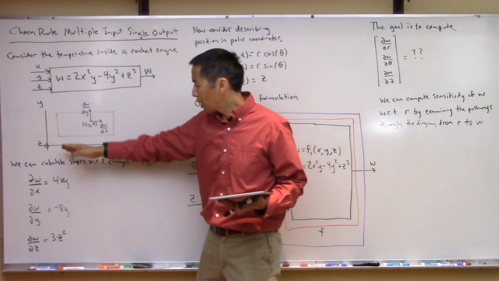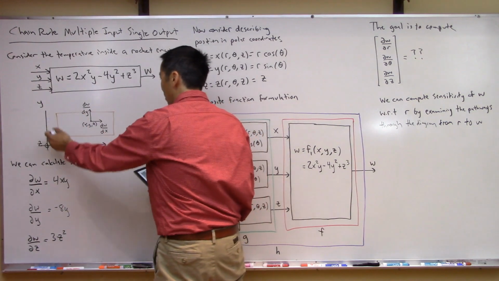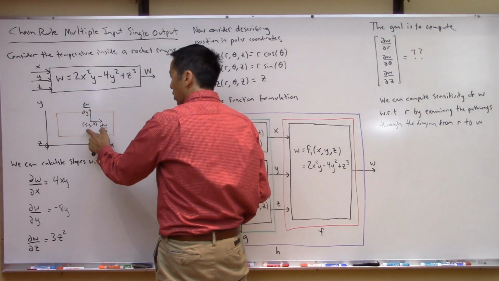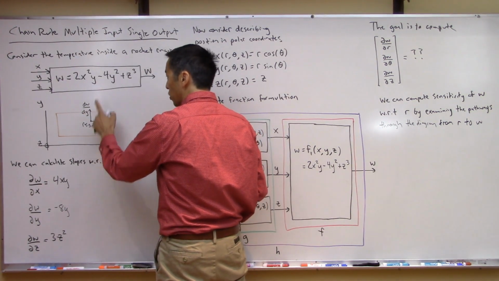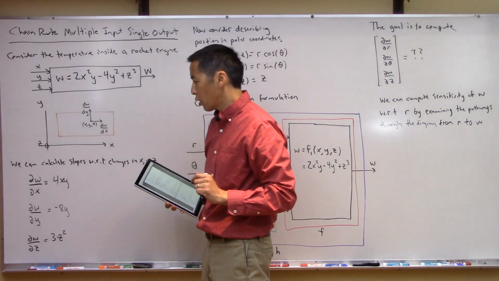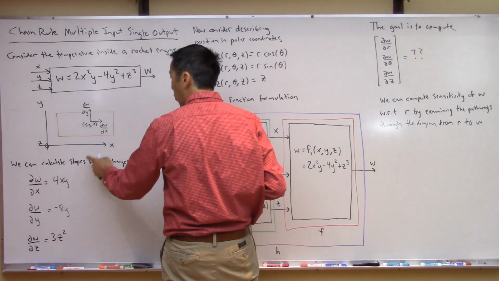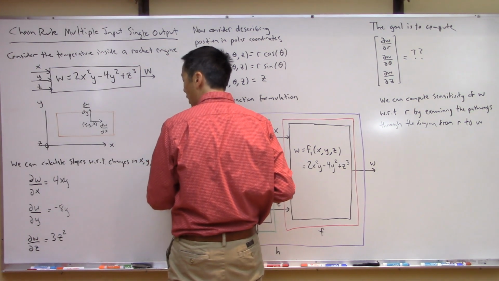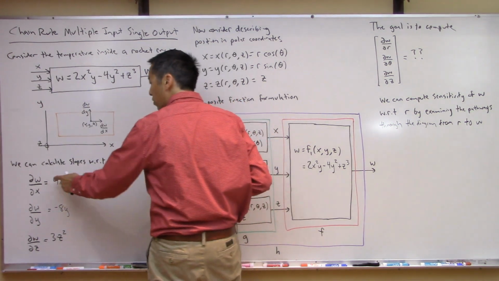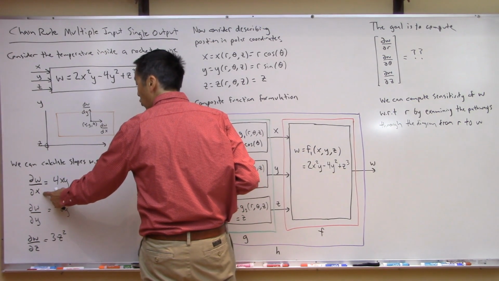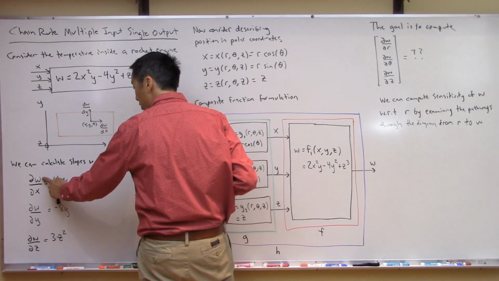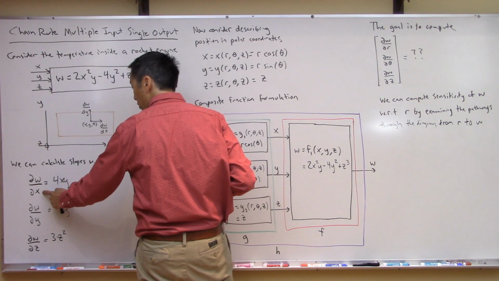And again, here's a picture that goes along with it. This orange box is maybe like your rocket engine. So you tell me the x, y, z location, this function will tell you the temperature. Well, if we have this function, we can easily calculate the slope with respect to changes in x, y, and z, basically telling you how does the temperature change as you increase or decrease x. That's what partial w with respect to x measures.